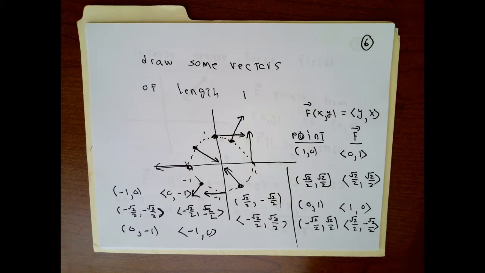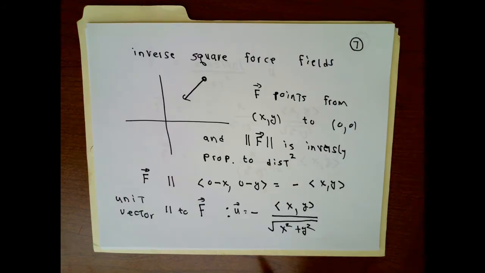If I wanted to look at some other circles, I could look at circles of radius 2 and draw in the corresponding radii, and radius 3, and so on.